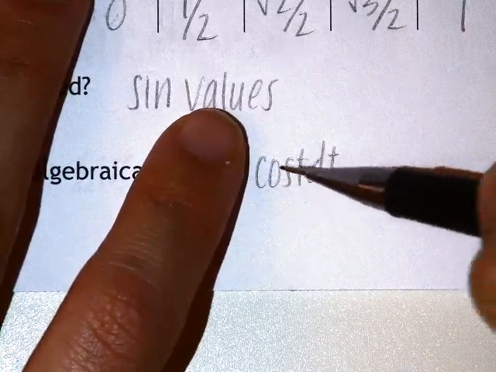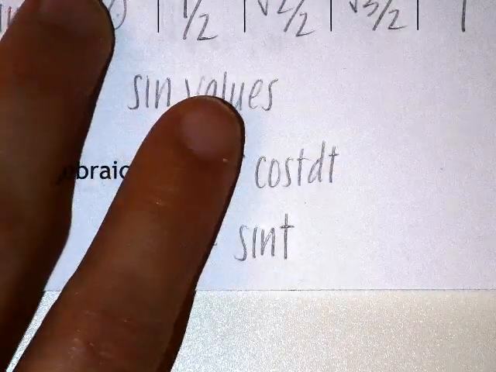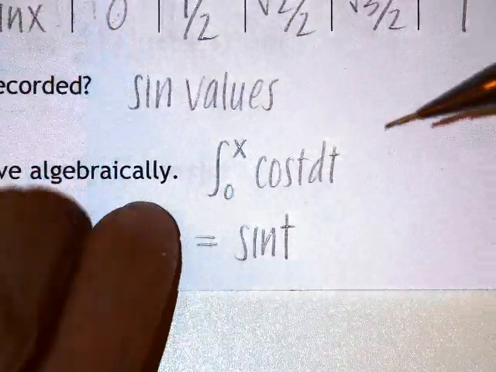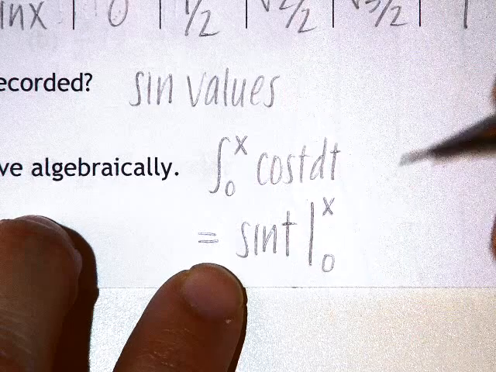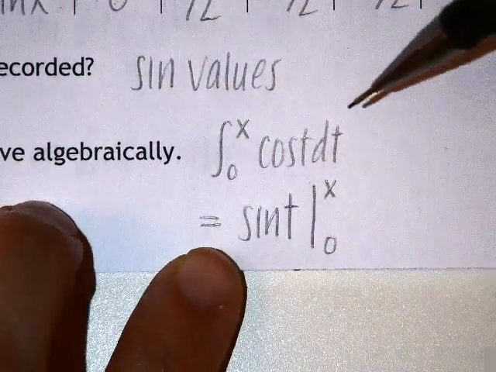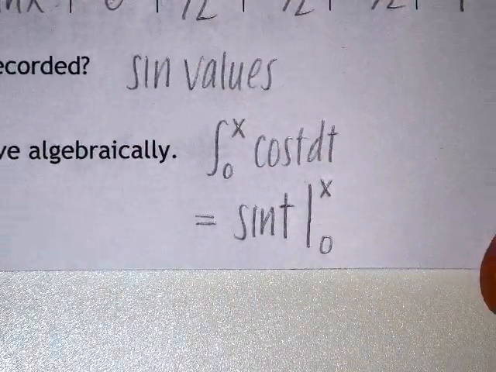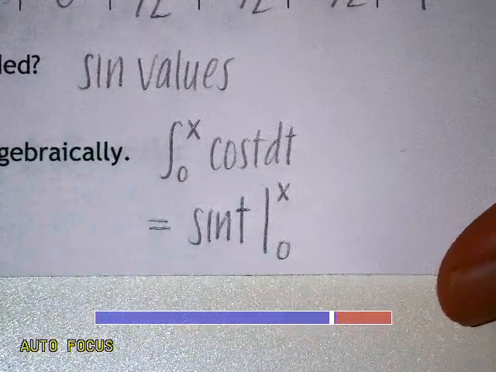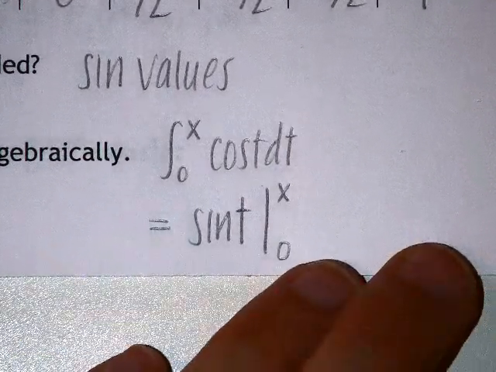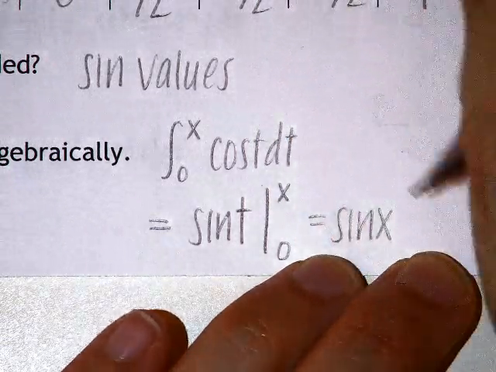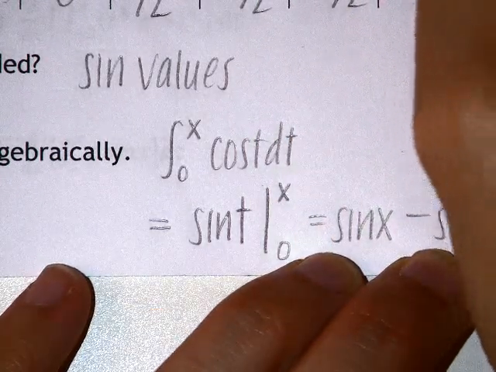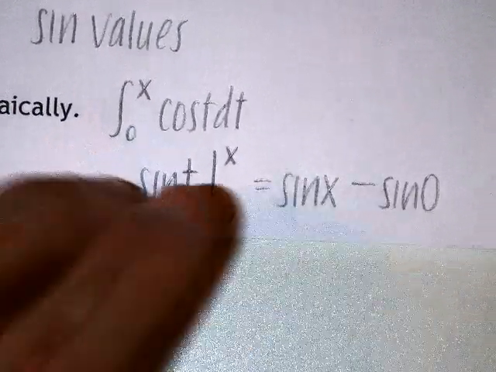The antiderivative of cos t is always going to be sine t, no matter what. And if I go through the motions of the fundamental theorem, that means I write my antiderivative, sine t, evaluated at the upper limit and the lower limit with my little vertical bar there. Now the upper limit is a variable, but who cares? We know that the fundamental theorem is always the same every single time. We plug in the upper limit, we plug in the lower limit, and then we subtract the values.